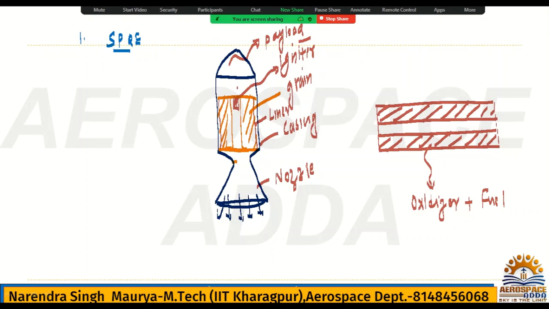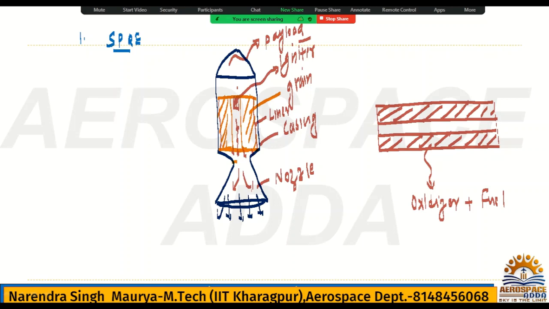So this is the SPRE, solid propellant rocket. It is available in a single casing only. As I told you, this is the igniter, and the igniter will ignite once, then combustion will start. Once combustion starts, the exhaust gases available will move in this way, and it will come out like this.